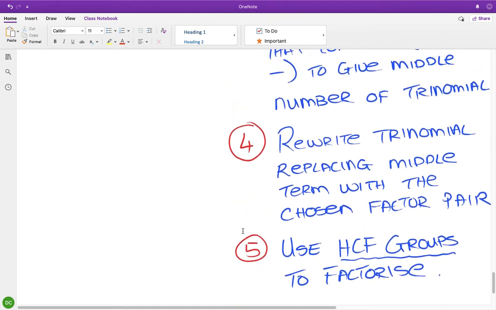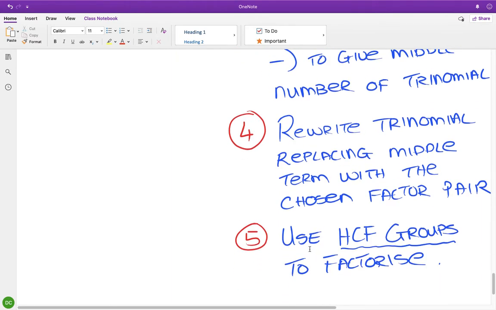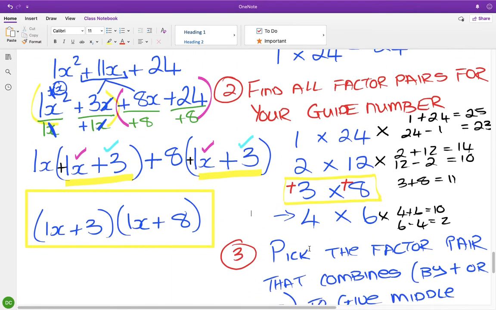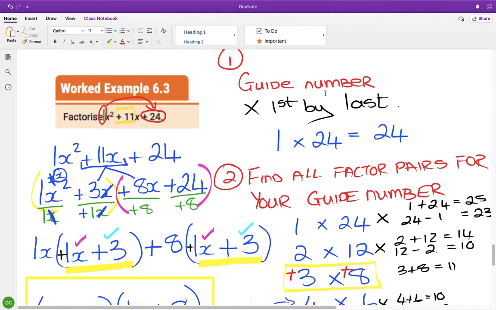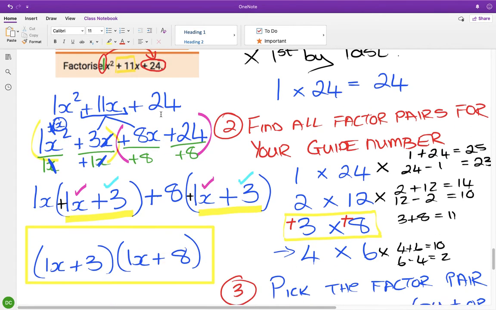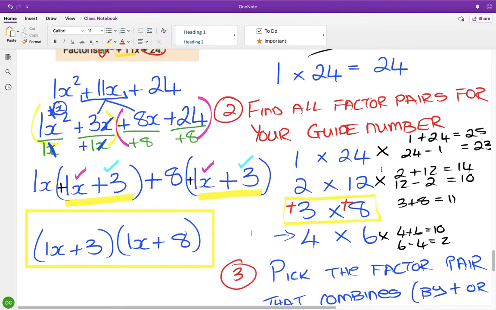Yeah, so there's 5 steps to get through it. The 5th step you already know how to do because we did those grouping bits. It's more getting to that point. Okay, so you find your guide number. I explained how, first term and last term. You list all the factors of that guide number.